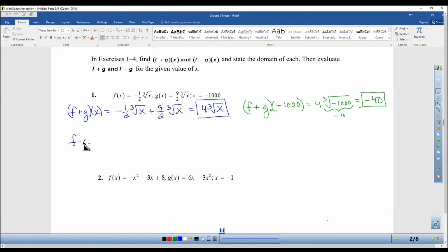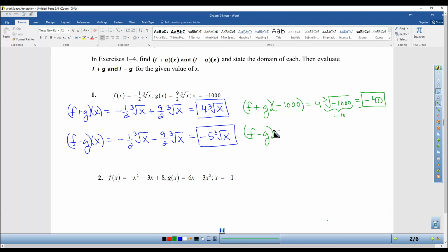Next one, f minus g of x is negative 1/2 cube root of x minus 9/2 cube root of x. And that gives us negative 10/2, which is negative 5 cube roots of x. That's my first answer. And then now they ask us for f minus g of negative 1,000. So I do negative 5 cube roots of negative 1,000. And this time this negative 10 times this negative 5 is going to make positive 50.